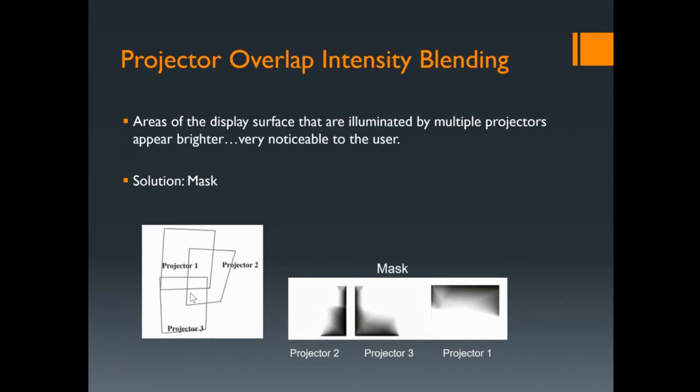So the mask will look like this. The black areas mean you don't attenuate anything. You can see projector 2 here, most of it is white, and then you have darker areas where there is overlap, with a little less intensity. This manipulates the graphics directly before you project them out.